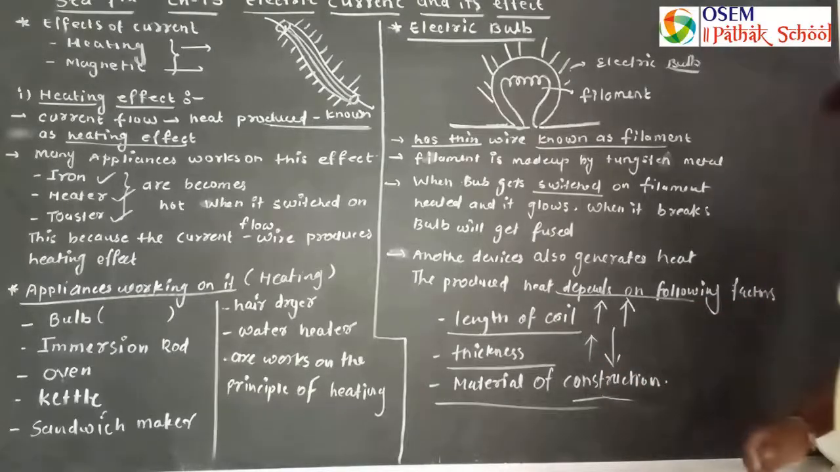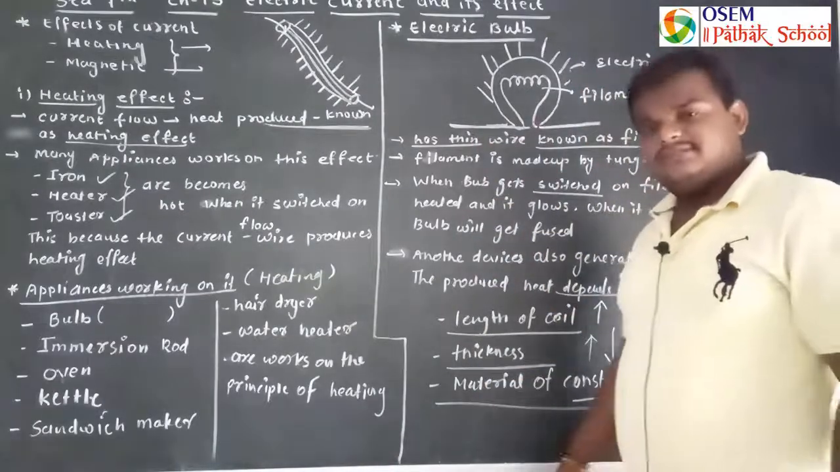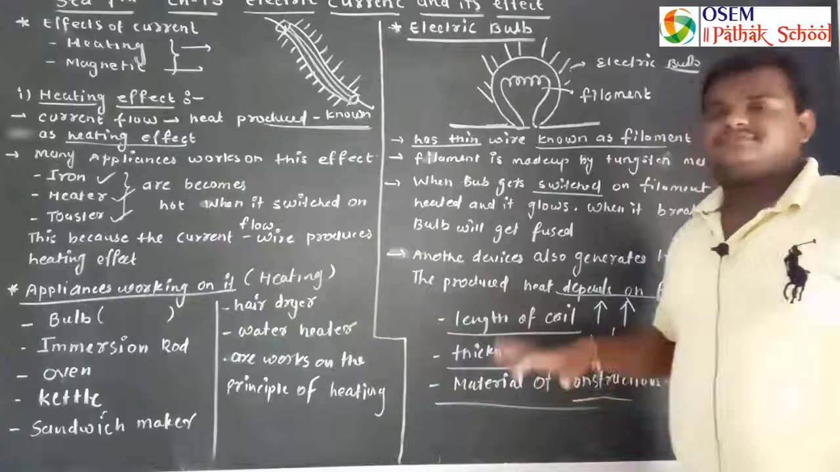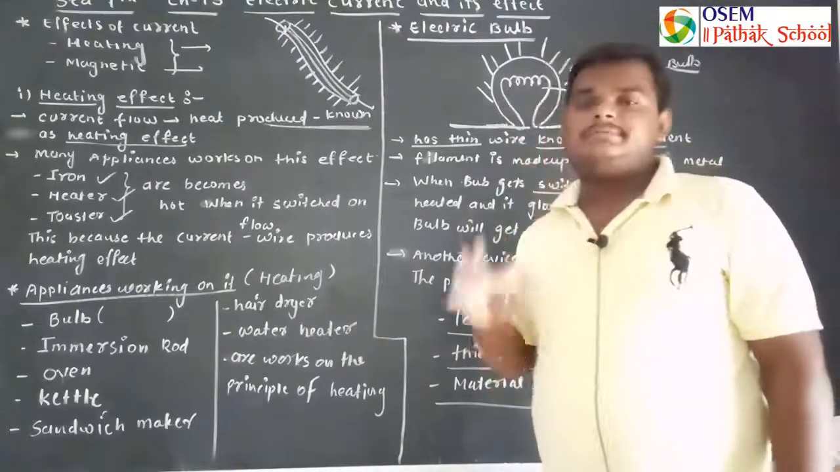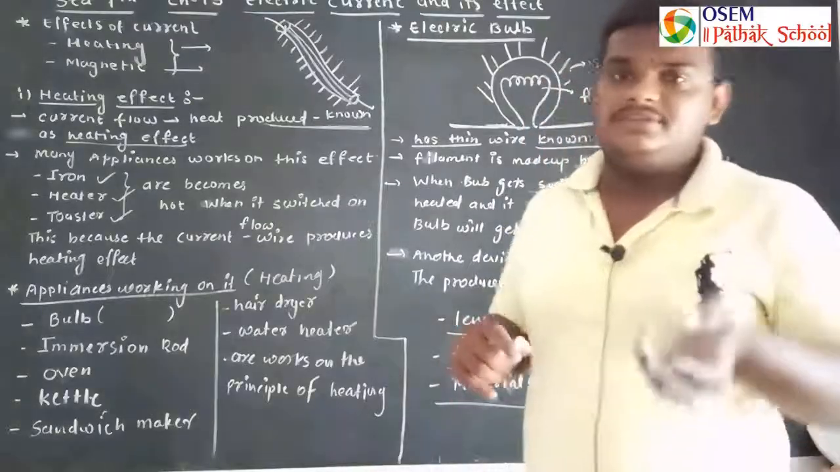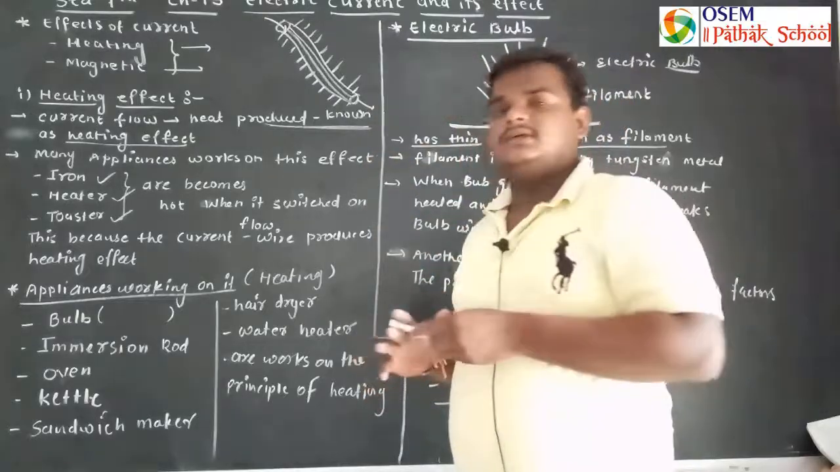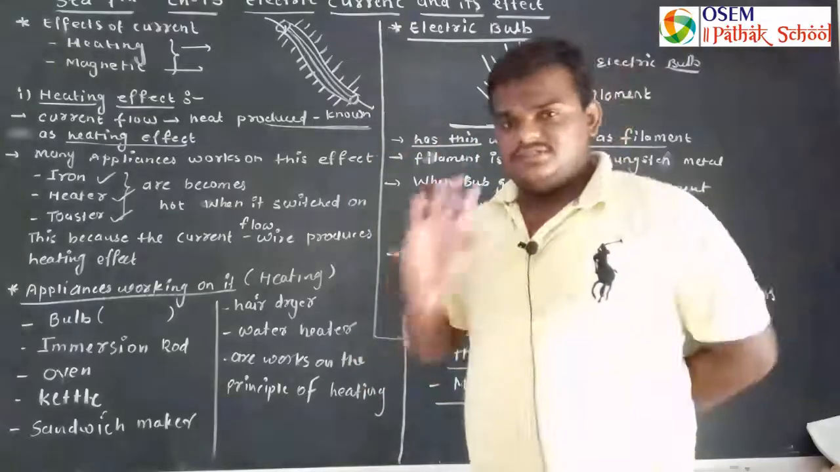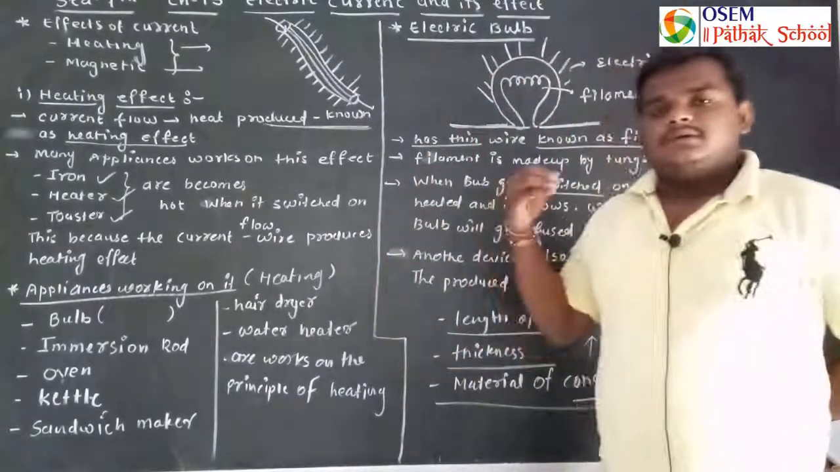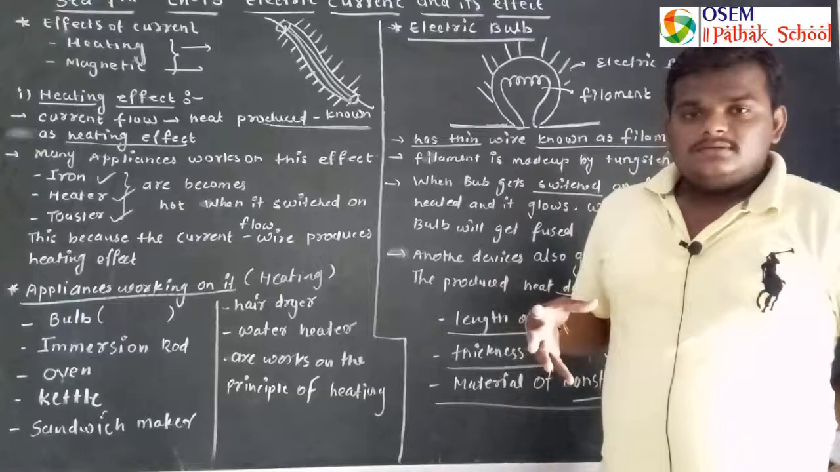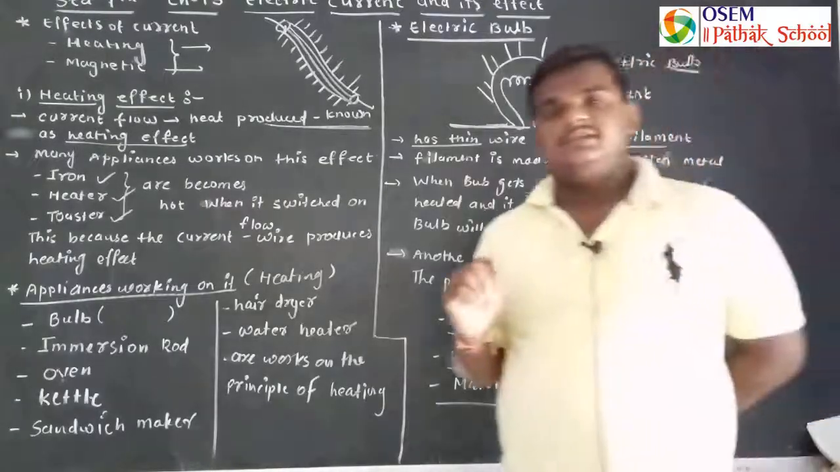Clear? Now another factor on which the heating effect depends is the material of construction of the wire. So it also depends on the type of material. Suppose instead of copper we use iron, so in the case of iron more heat will be generated as compared to copper. So the material of construction of that filament, or we can say conductor, is another factor for the generation of heating effect.